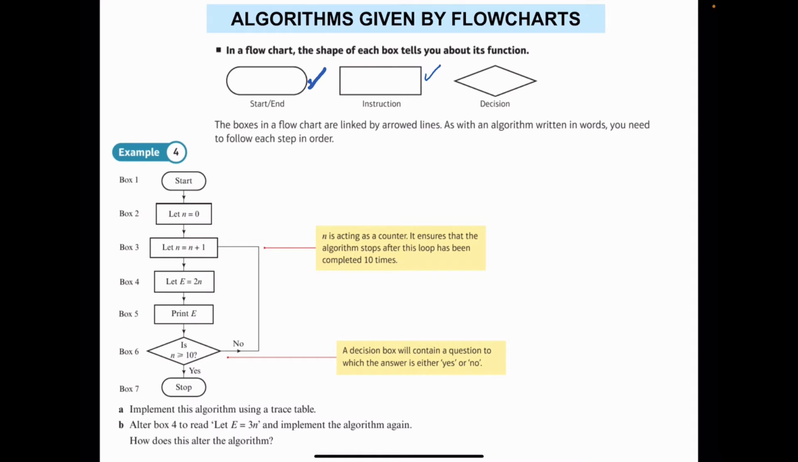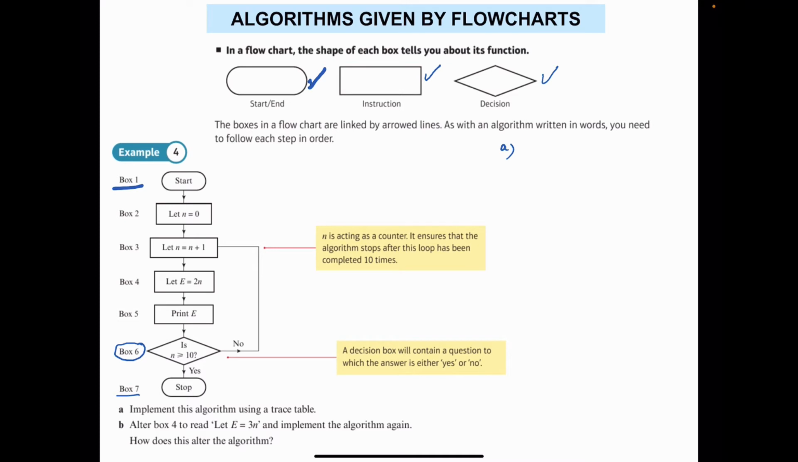We use rectangles for instructions, and the rhombus we use for some decision. So for example, here you can see start and end in box 7 and box 1, and then there is one decision part in box 6. If you start with this one and follow it precisely, in case A it says implement this algorithm using a trace table. So again, what does the trace table say? Just go and read step by step what it says. So I'm going to try to do case A here.